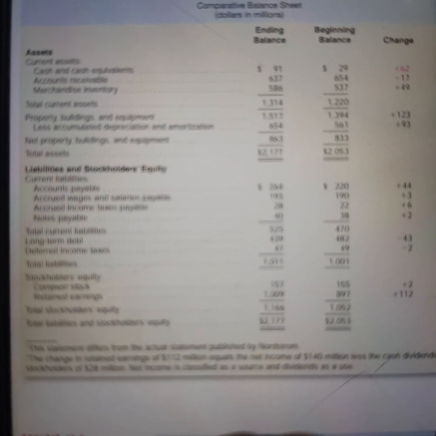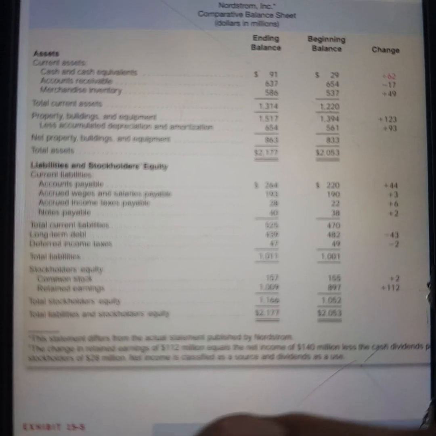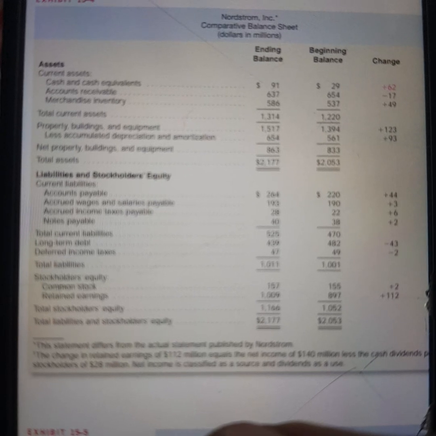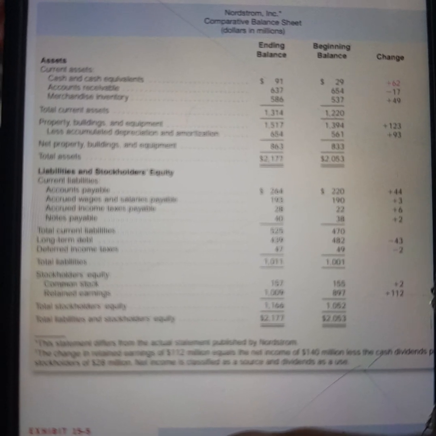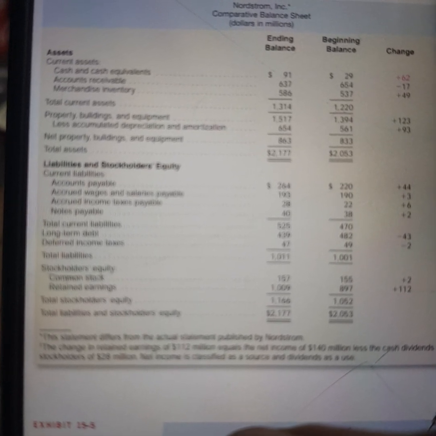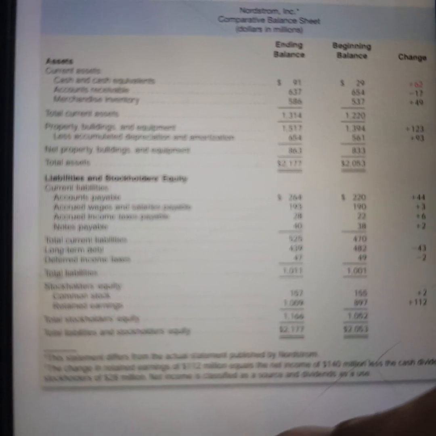because it will be helpful for the other party who is receiving the credit sales. In the same way, if the term merchandise inventory comes, our merchandise inventory was 586, now it becomes 537. So how much change has occurred? It is 49, and it is a use for us. We have used the merchandise inventory.